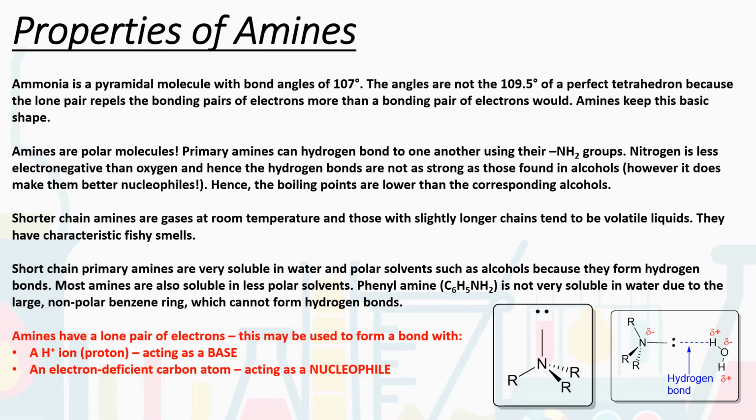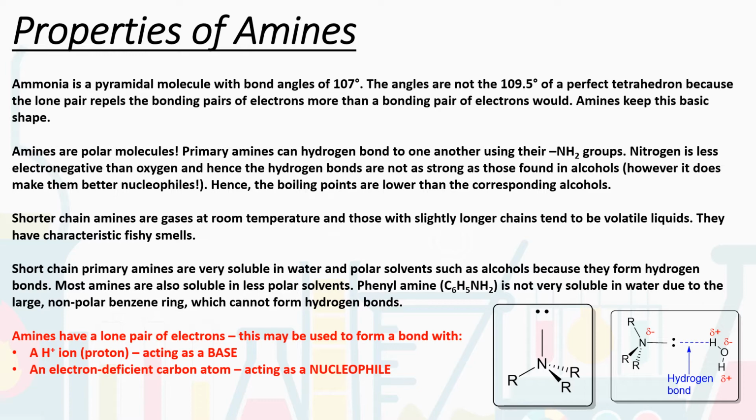So short-chain primary amines are very soluble in water. They can hydrogen bond to the water, and so that makes them very, very soluble. Remember that when we draw out pictures of hydrogen bonding, we need to show our lone pair, we need to show our partial charges, delta negatives, delta positives, and show the actual hydrogen bond with a dashed line.